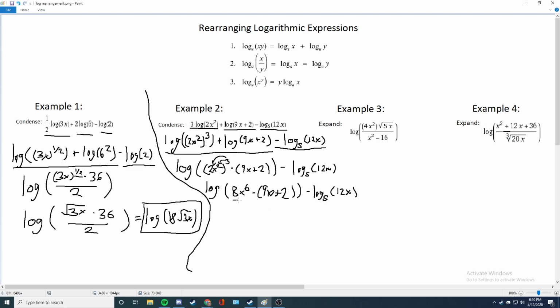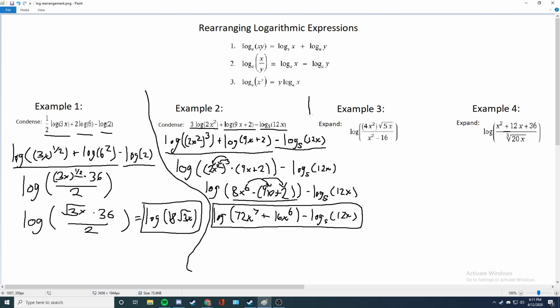Now we want to simplify this inside even more, so we'll distribute the 8x to the 6th to both the 9x and to the 2. So we end up with log of 72x to the 7th plus 16x to the 6th, minus log base 5 of 12x. And since we can't get any further than this, this is our final answer for this example.